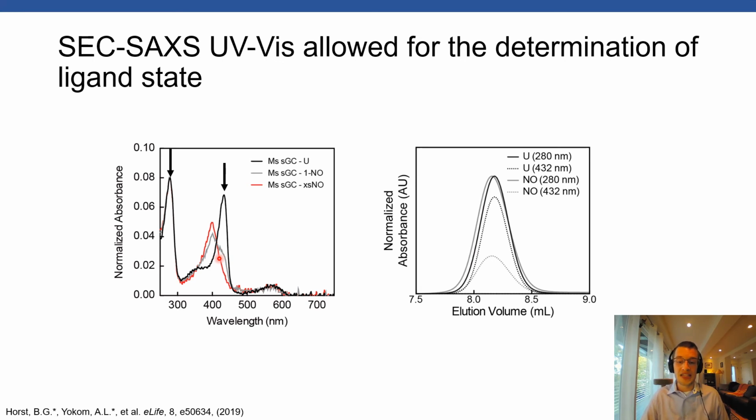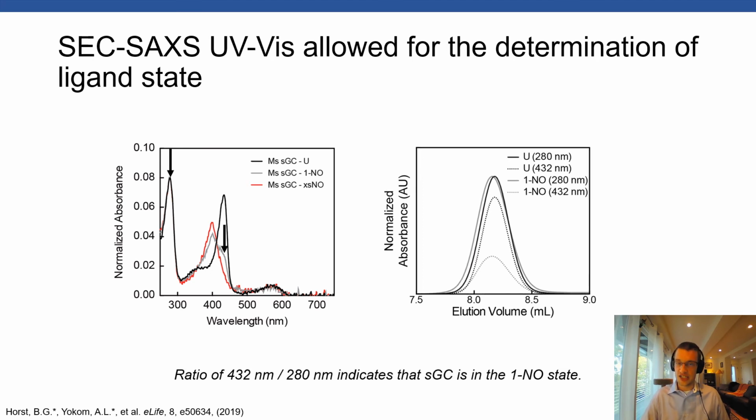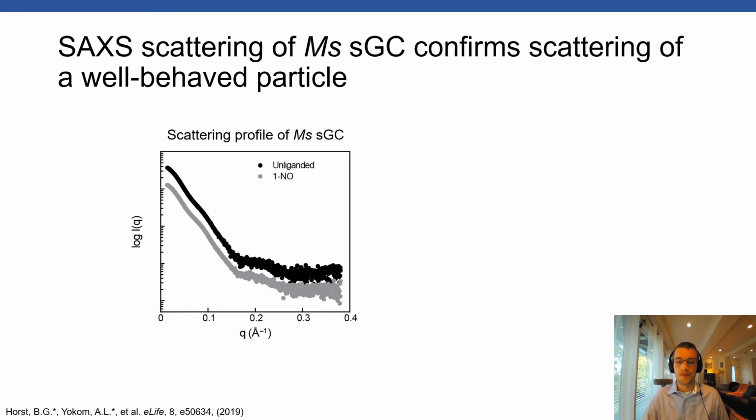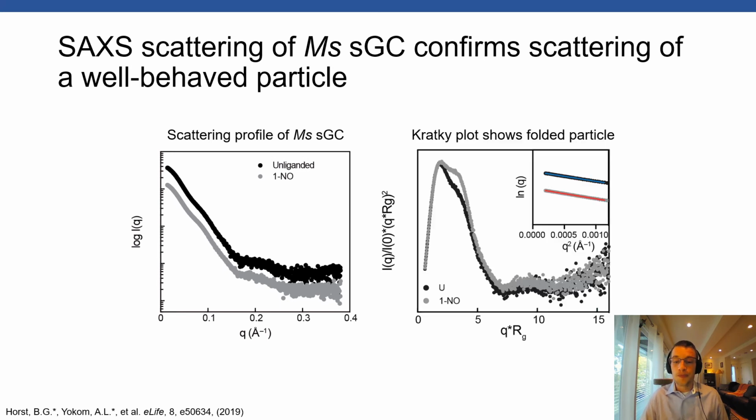And from this analysis and other normalizations that we did, we were able to show that because of the technical limitations, things had to be anaerobic and such, we were only able to get the 1NO state of sGC in our SAXS data. The scattering of Manduca sGC showed that we had a well-behaved particle, and it was folded as well.